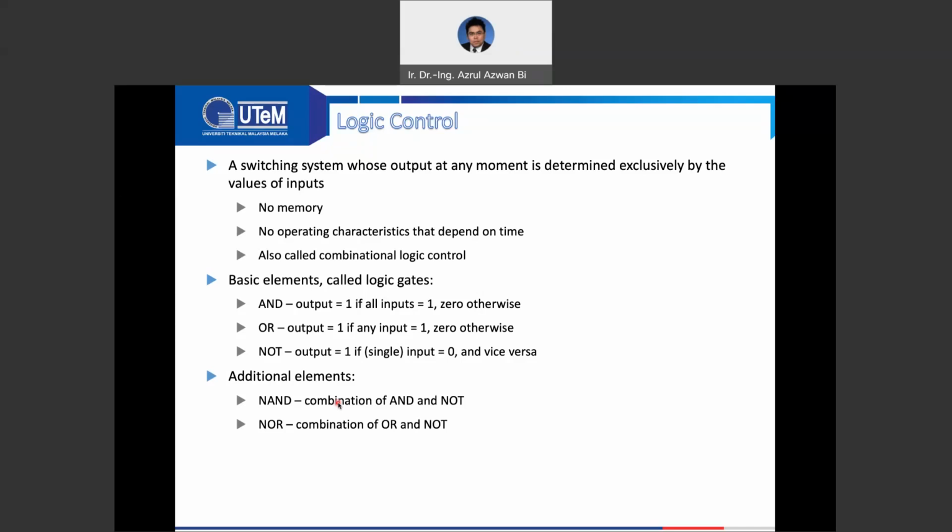For the AND logic gate, output is going to be 1 if all inputs are 1. For the OR logic gate, output is going to be 1 if any input equals 1. Meanwhile, for the NOT, output equals 1 if input equals 0, and vice versa. Additional elements based on these basic gates, we can have NAND, a combination of AND and NOT, and also NOR, a combination of OR and NOT.